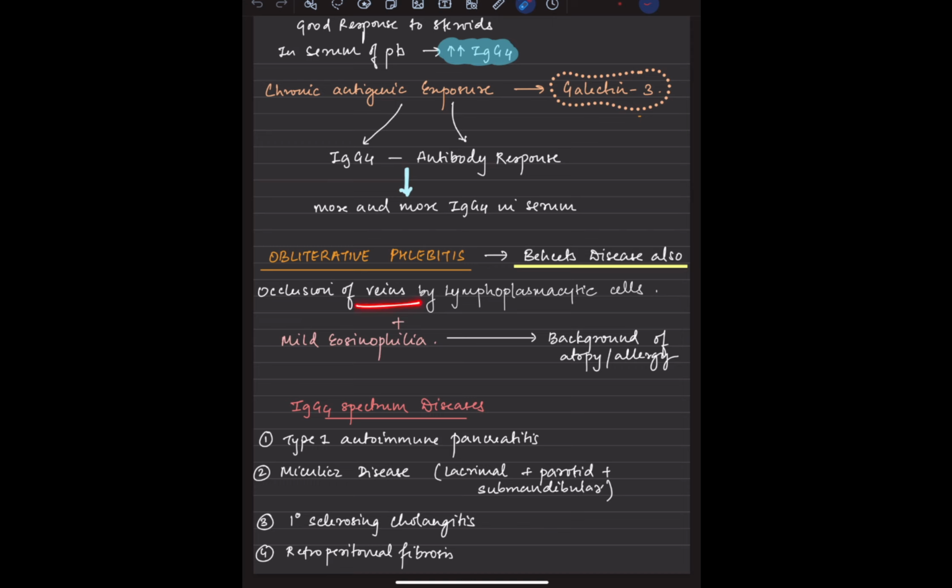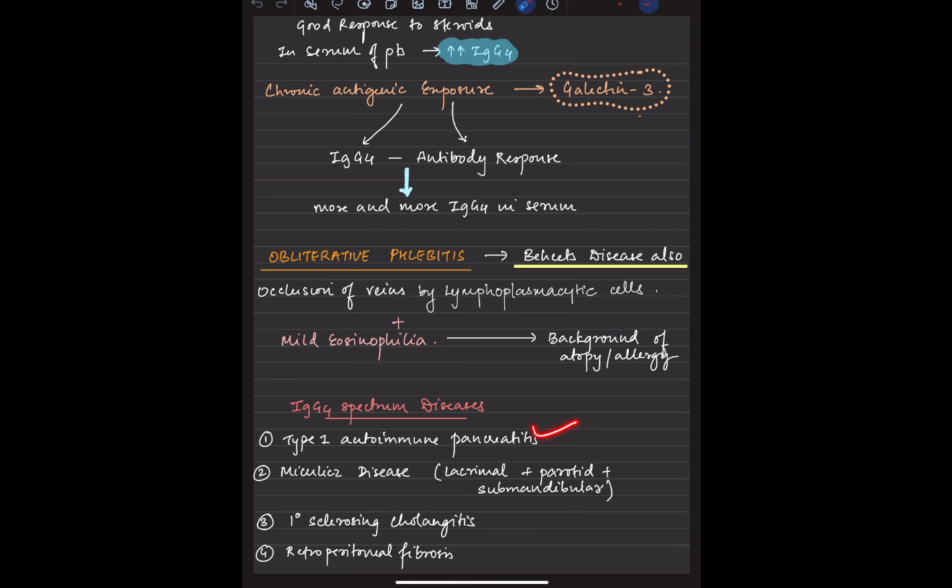One more important thing is obliterative phlebitis. That means there will be occlusion of the veins by lymphoplasmacytic cells. The lymphoplasmacytic cells are very much raised in this disease, along with mild eosinophilia. There could be a background of atopy or certain allergy. So there would be a spectrum of diseases which could be there.